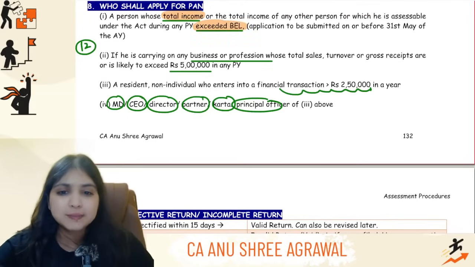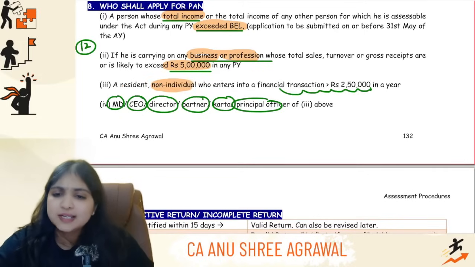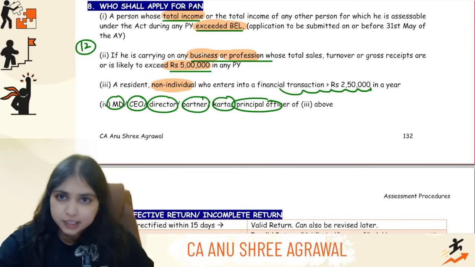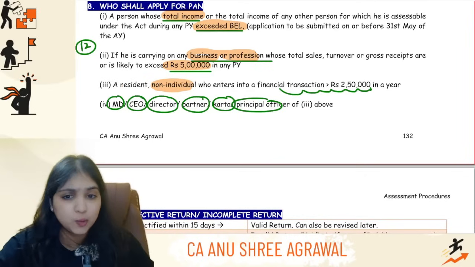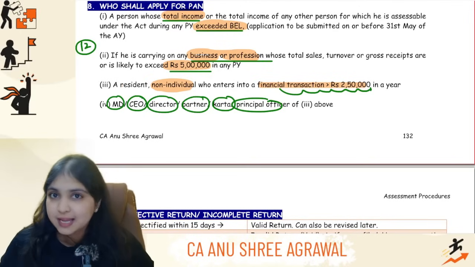Number two, every person who's carrying on a business or a profession and the turnover or gross receipt is more than 5 lakh rupees. Third and fourth point are interconnected. Let's say I have a resident HUF or a resident company or a resident firm or resident AOP, basically any resident who is not an individual, who is having financial transactions more than 2,50,000. That person has to get PAN.